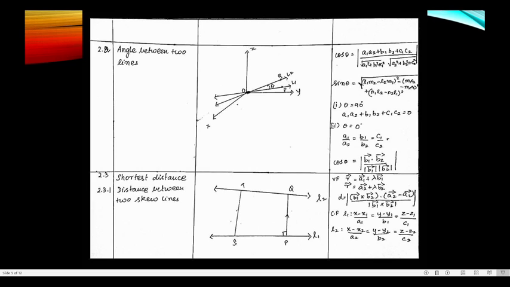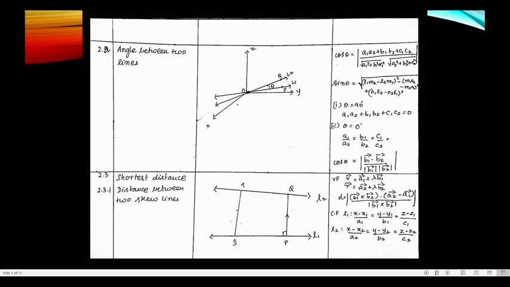In terms of vector form, cos theta is equal to modulus of b1 vector dot b2 vector divided by modulus of b1 vector into modulus of b2 vector. Here b1 vector is a1 i cap plus b1 j cap plus c1 k cap, and b2 vector is a2 i cap plus b2 j cap plus c2 k cap.